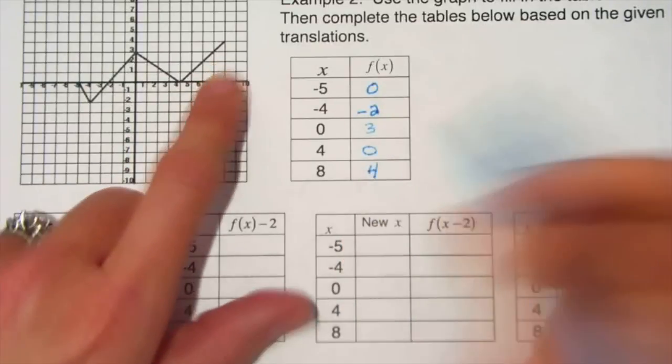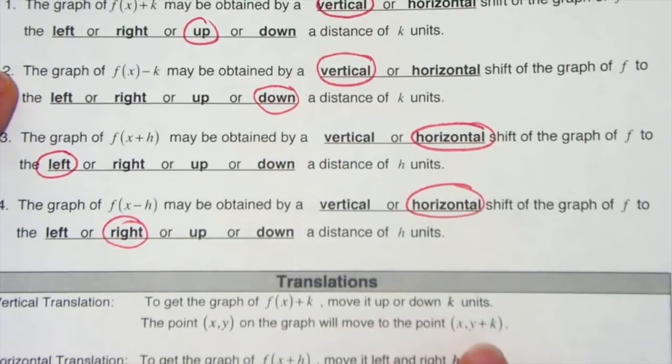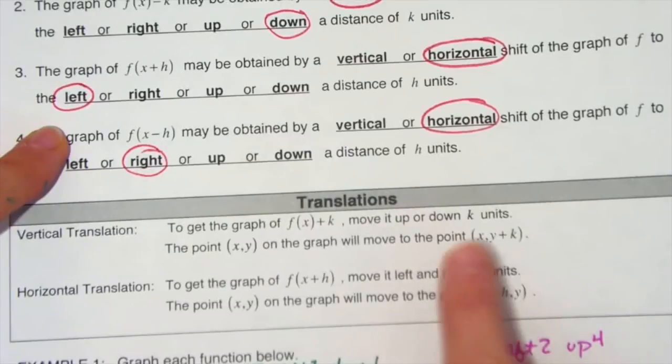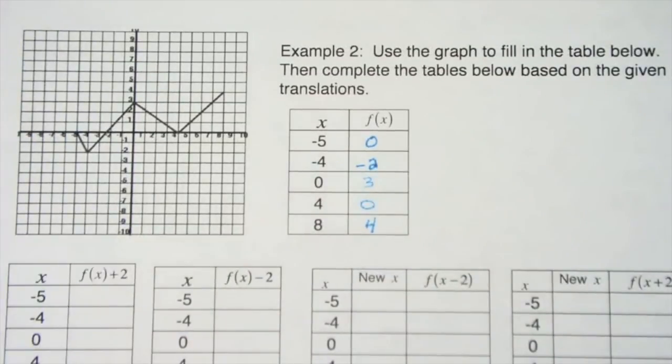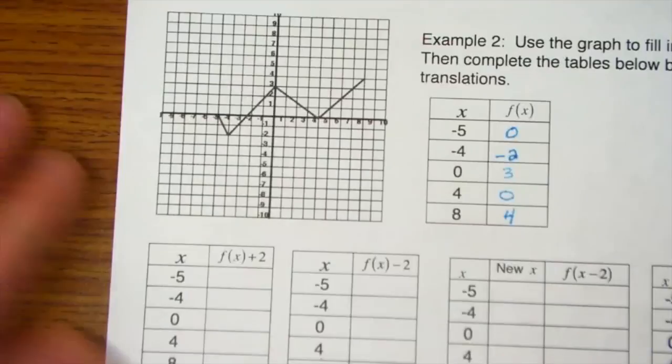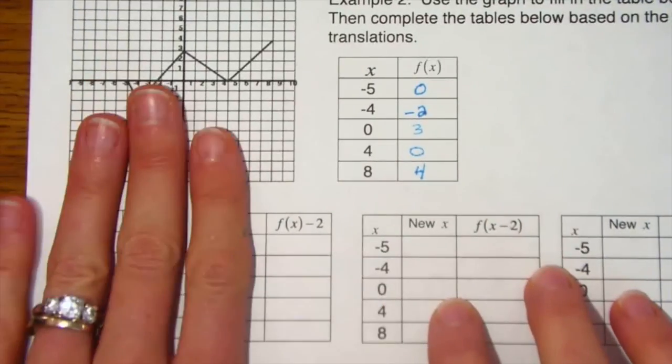Okay, so these are just ordered pairs on our graph, and we're just going to take a look and see what happens when we do these translations. As a reference, we're using this whole idea where the x won't change but the y will, or the x will change and the y won't. That's what we're doing for this particular example. So these translations do go with this graph and do go with this table.